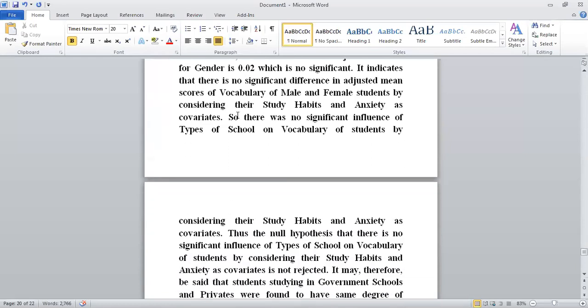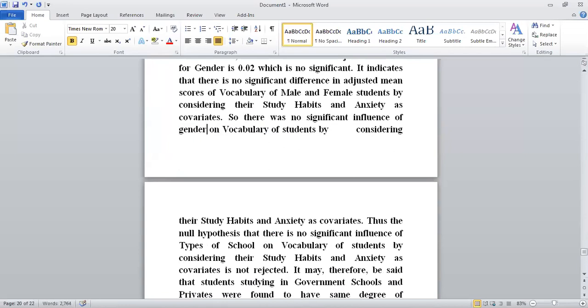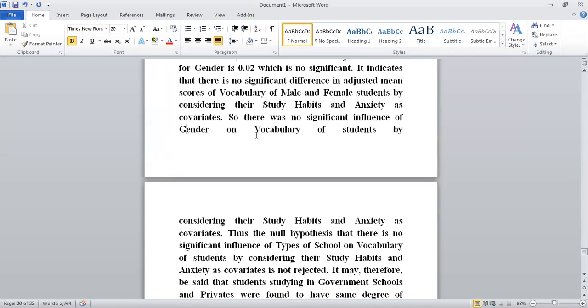Considered covariates. So there was no significant influence of gender on vocabulary of students by considering their study habits and anxiety as covariates. Thus, the null hypothesis that there is no significant influence of gender on vocabulary of students by considering their study habits and anxiety as covariates is not rejected.